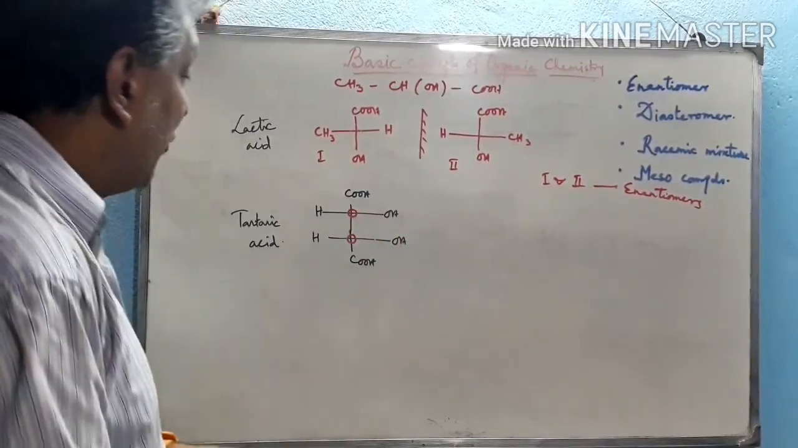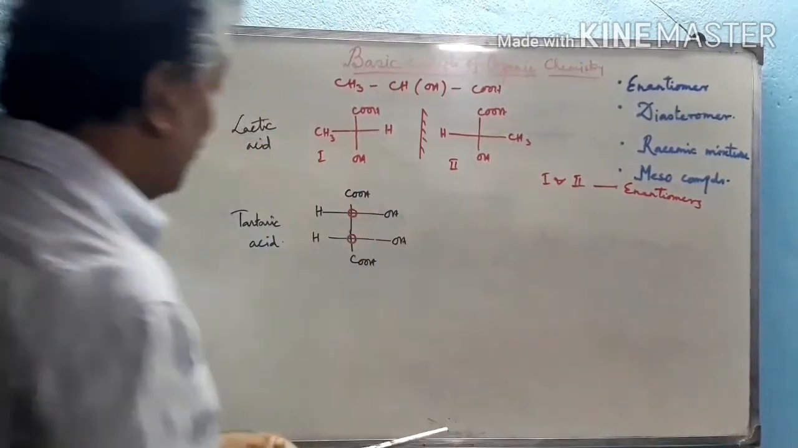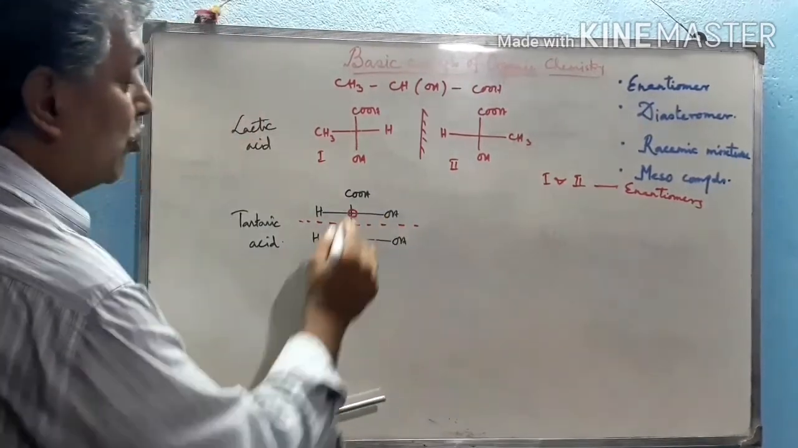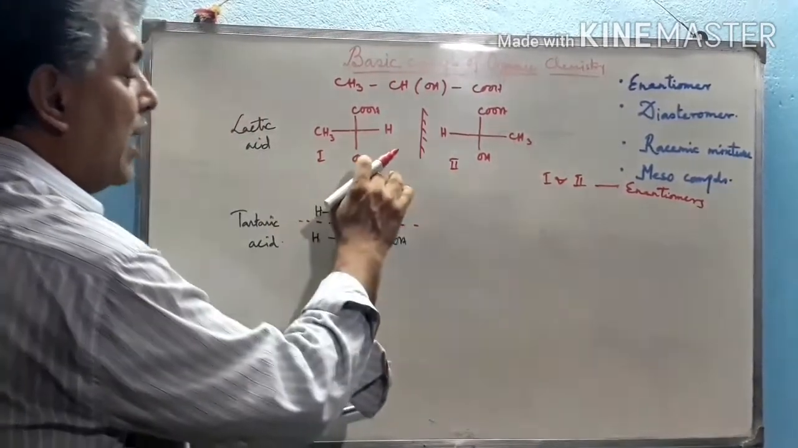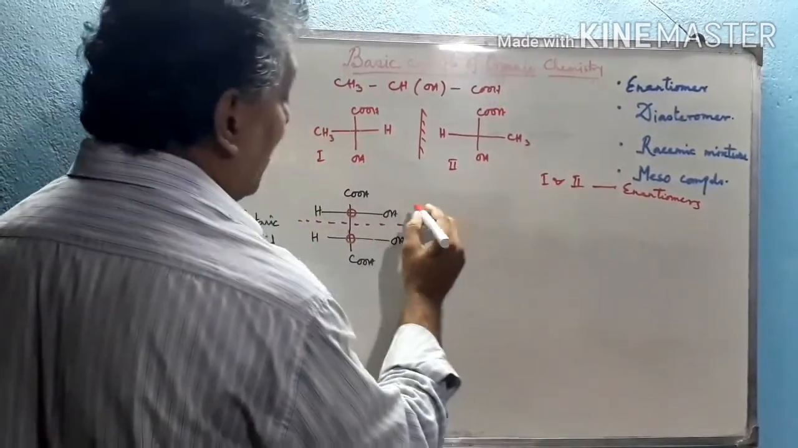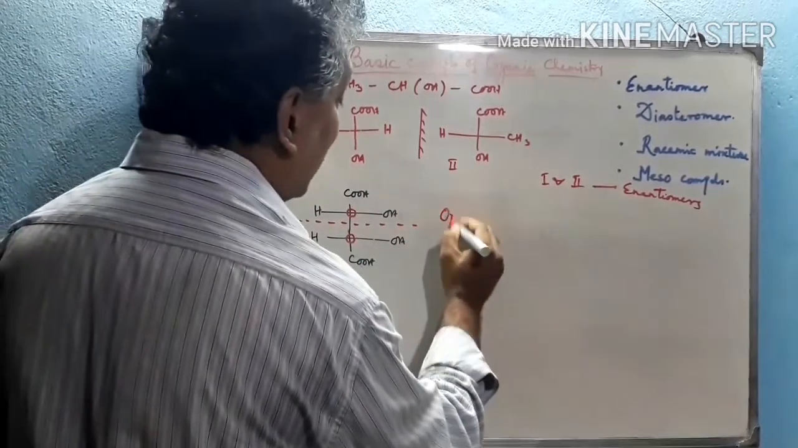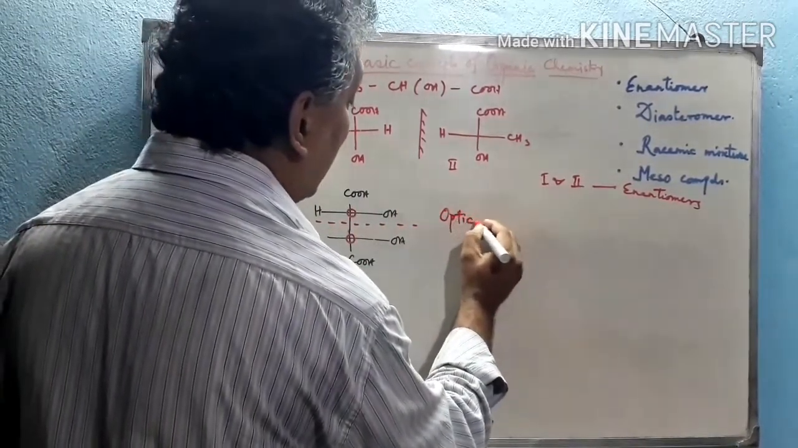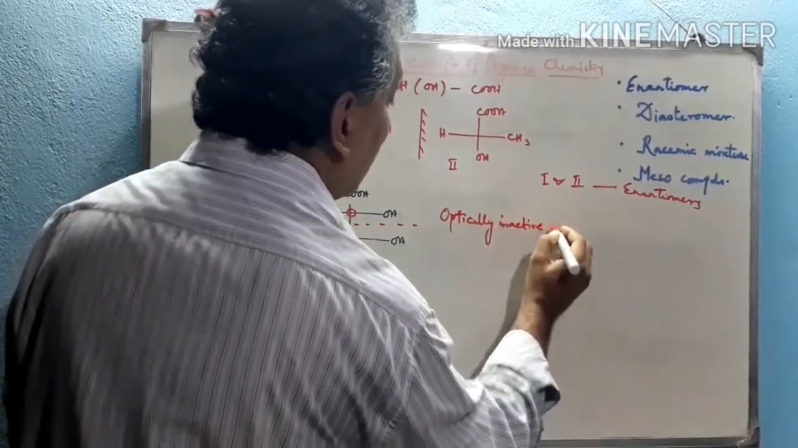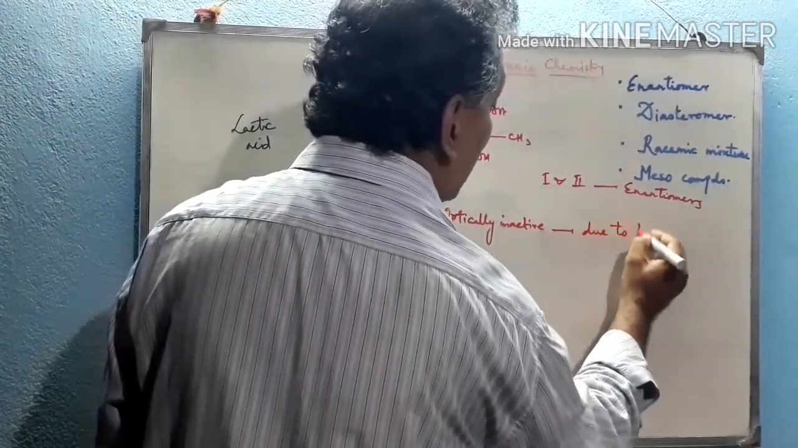But although four different groups are attached to each carbon atom, if we draw the imaginary plane through the midpoint of these two chiral carbon atoms, you see that the upper part is the mirror image of the lower part. Then we can say that though it contains two chiral centers, this compound is optically inactive. Why is this compound optically inactive? Due to internal compensation.